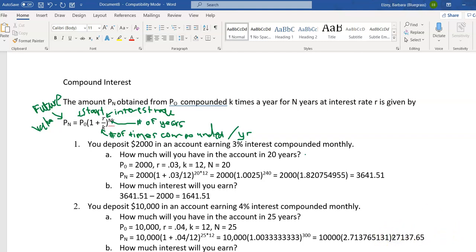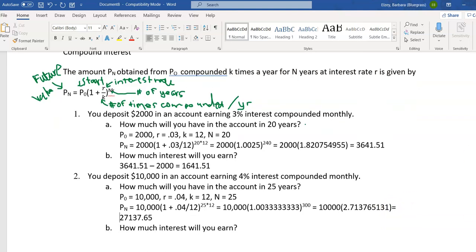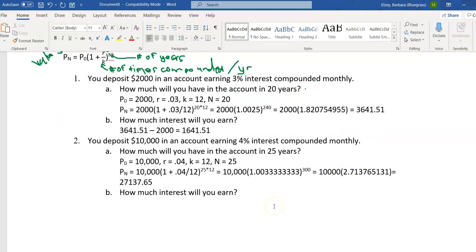Let me put an equal sign in there. So our $10,000 in 25 years turned into $27,000. All right, how much interest will we earn? Well, again, let's just take the amount that we got at the end and subtract off the amount we put in. We get that we earned $17,137.65 in interest.